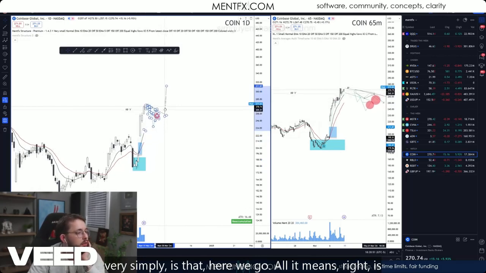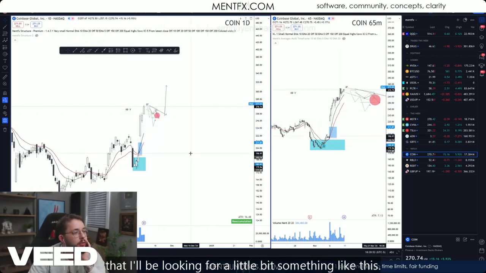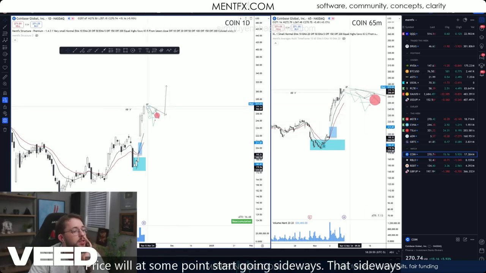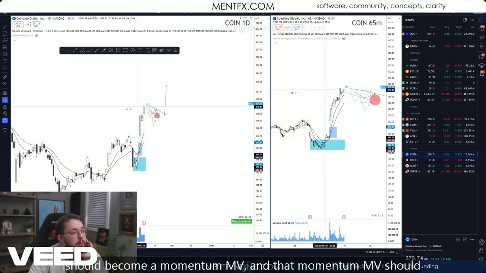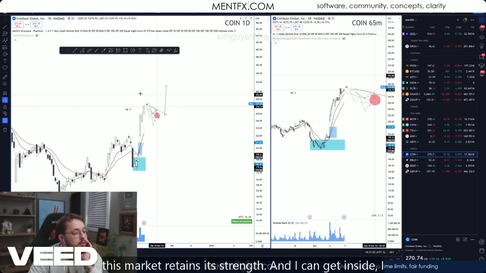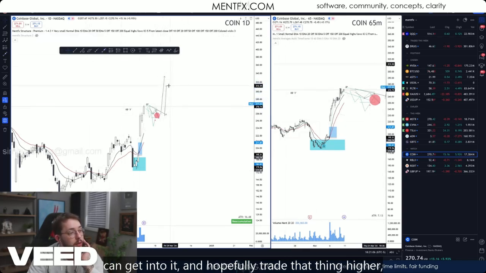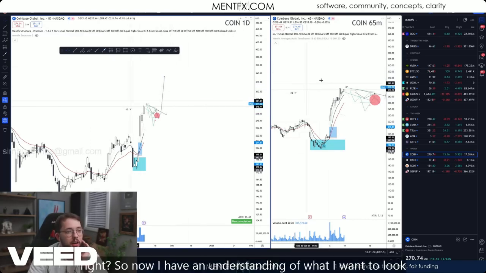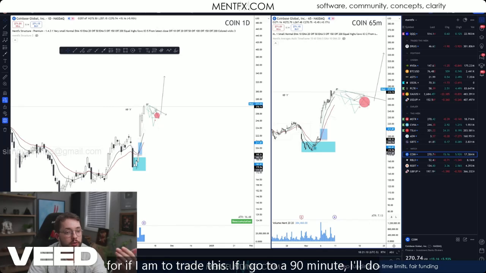All it means is that I'll be looking for something like this. Price will at some point start going sideways. That sideways should become a momentum MB, and that momentum MB should kickstart some potentially new accumulations, given that this market retains its strength, and I can get into it and hopefully trade that thing higher. So now I have an understanding of what I want to look for if I am to trade this.